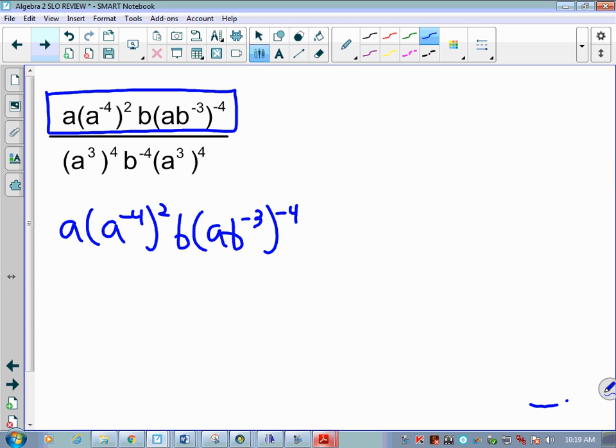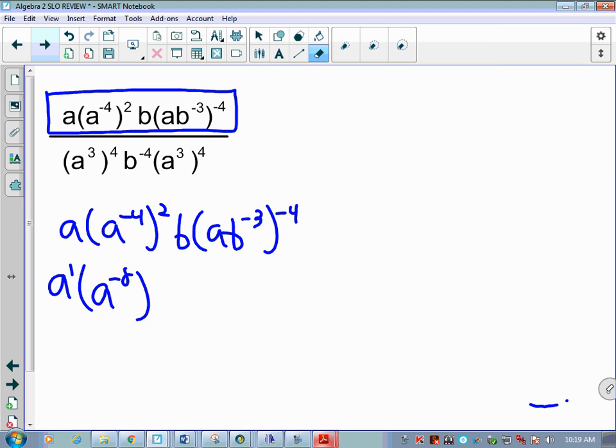Do I need to do anything here with a? No. But is there an exponent there? It's 1. Now, a to the negative 4th to the 2nd. What does that become? A to the negative 8. Now, when I have a to the 1st, parentheses, a to the negative 8th, what am I doing with those things? What is actually happening between those two variables? Multiplying.